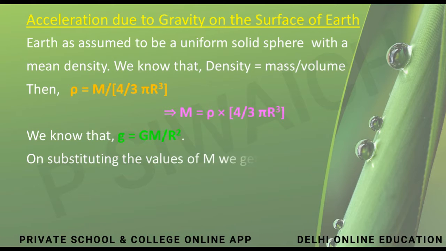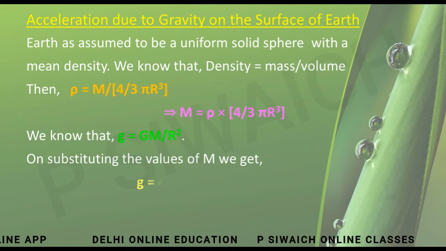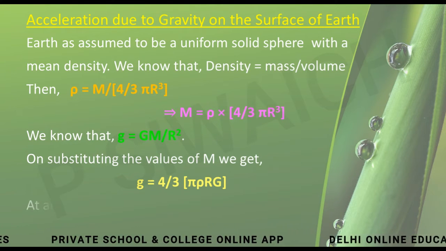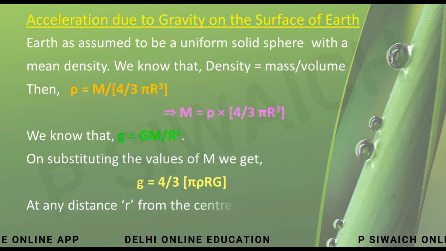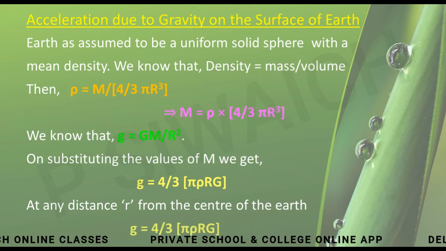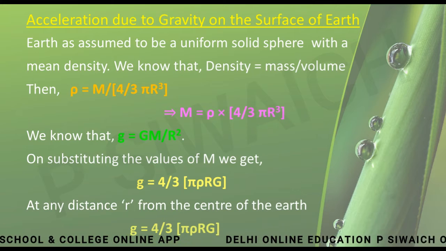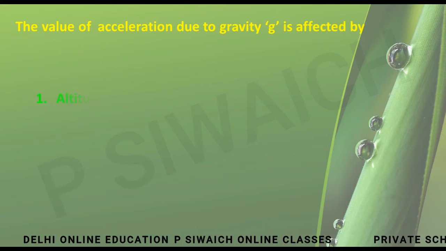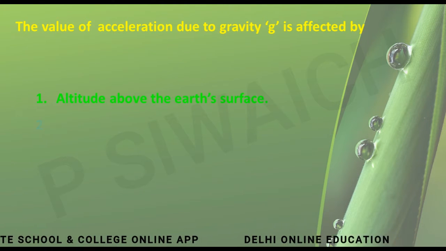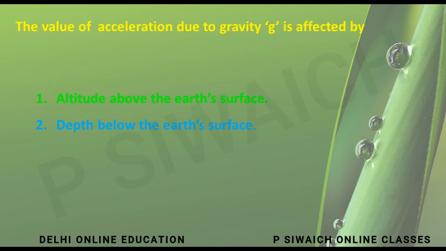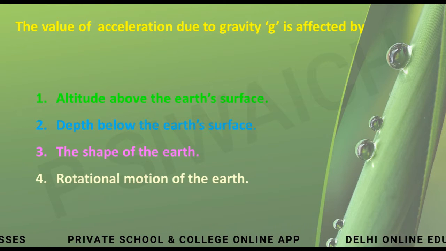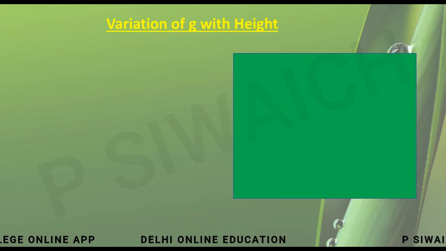On substituting the value of M, we get small g equals 4/3 pi rho R into capital G. At any distance r from the center of the Earth, g equals 4/3 pi rho r G. The value of acceleration due to gravity g is affected by: point 1, altitude above the Earth's surface; point 2, depth below the Earth's surface; point 3, the shape of the Earth; point 4, rotational motion of the Earth. Variation of g with height.